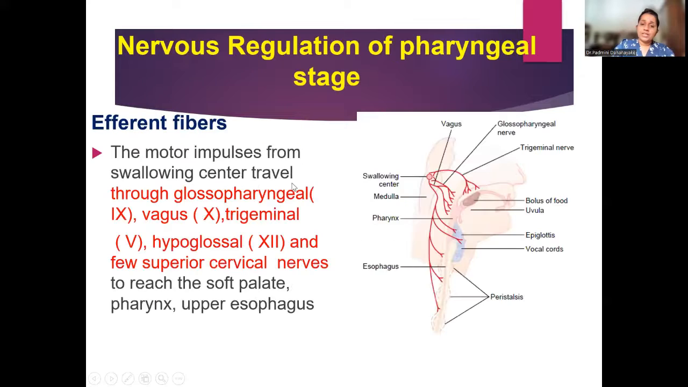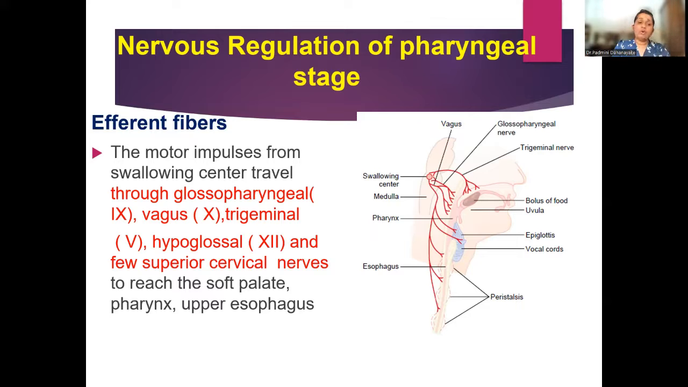Okay. Right. So here, after coordinating everything in the swallowing center, it will send signals to your pharyngeal muscles and all the muscles around this area through mainly 5 types of nerves.